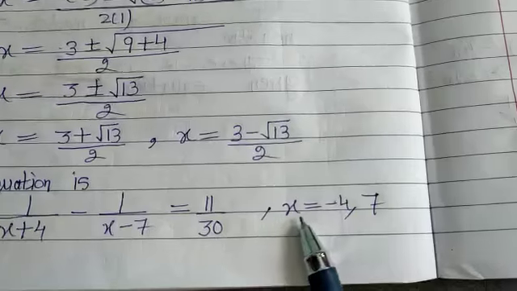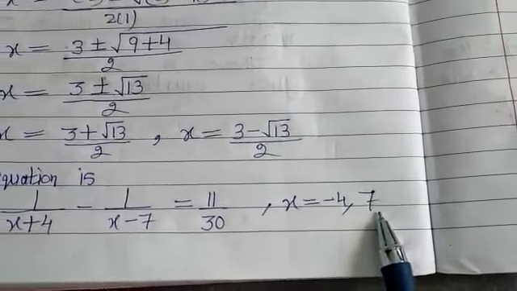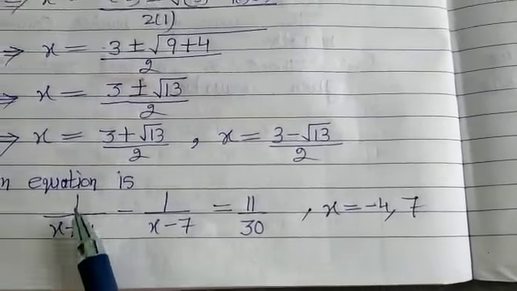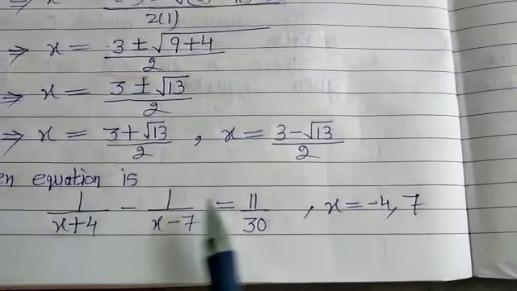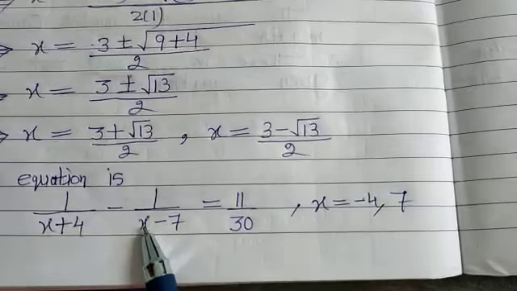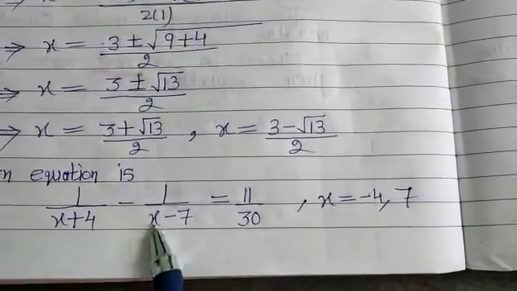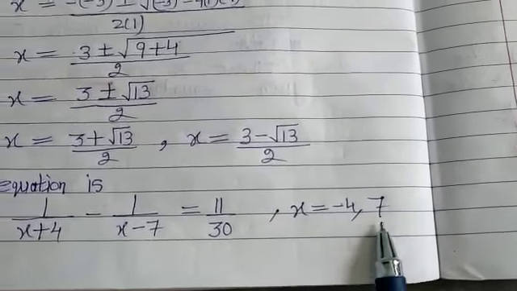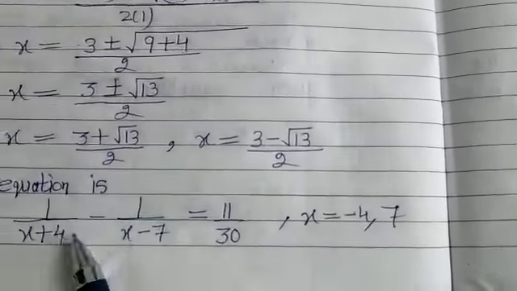So one condition is given to you here, x not equal to minus 4 and 7, because if I substitute minus 4 here, minus 4 plus 4 is 0, and something upon 0 is not defined. In the same way, when I substitute 7 here, 7 minus 7 is 0, so again 1 upon 0 is not defined. That's why this condition is given to you here. So we will solve by taking LCM.